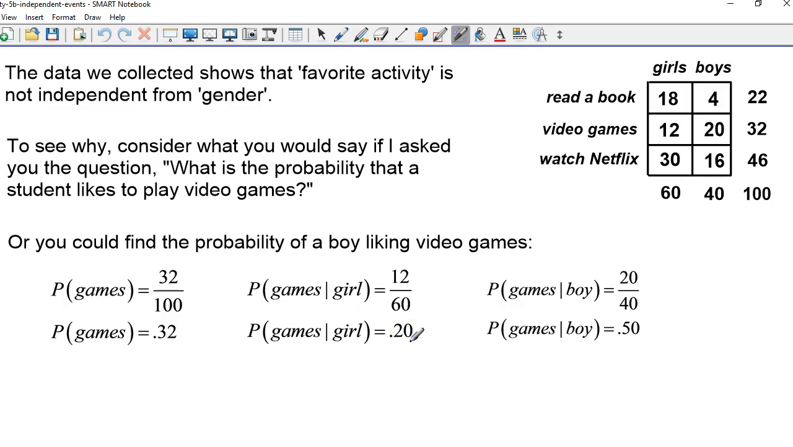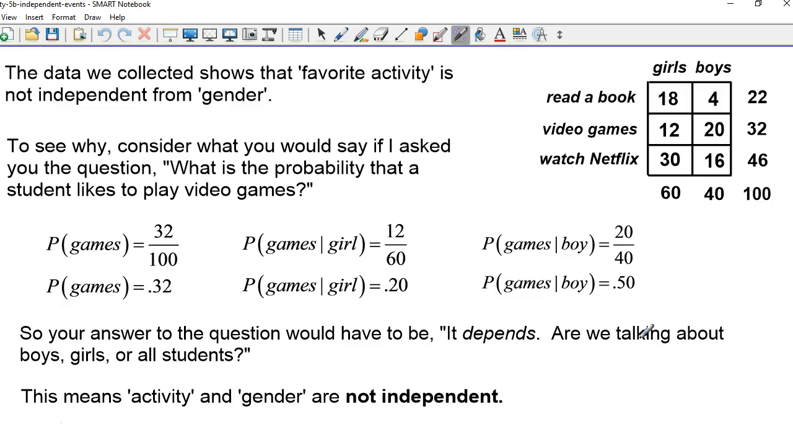And then you could also have found the probability of a boy liking to play video games. So that would be the conditional probability liking to play video games given that you're a boy. So the boy determines the bottom of the fraction here. Out of the 40 boys, 20 of those boys like to play video games. So 20 out of 40, or 50%.